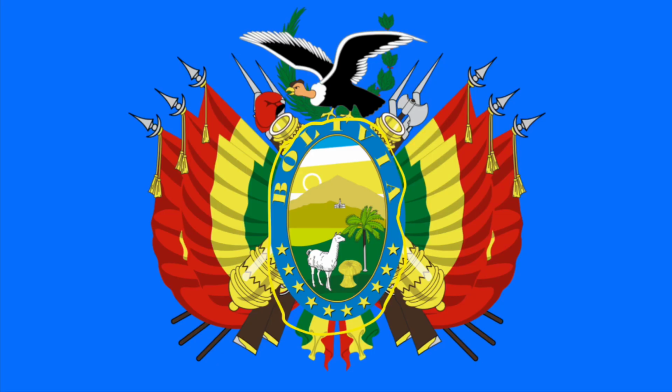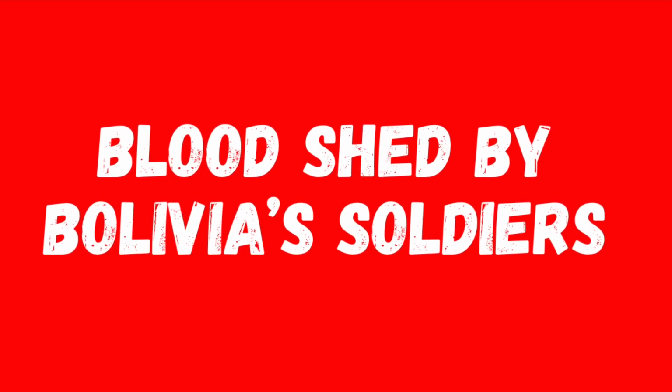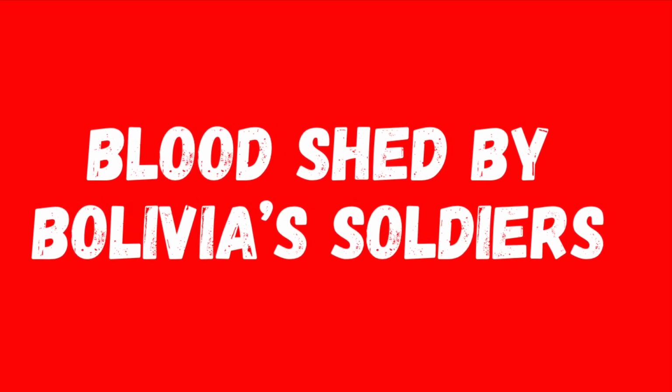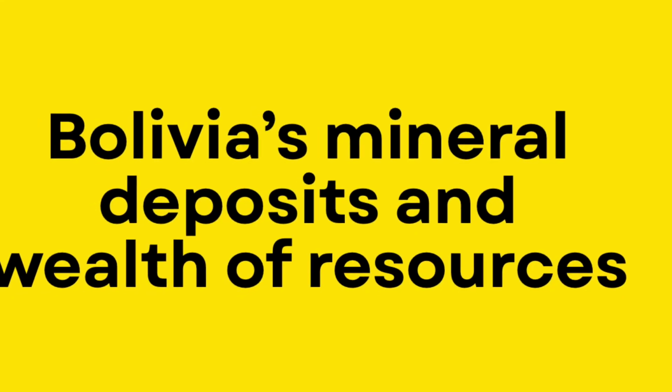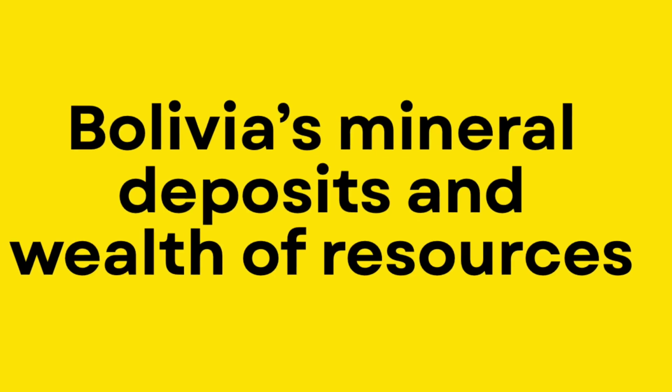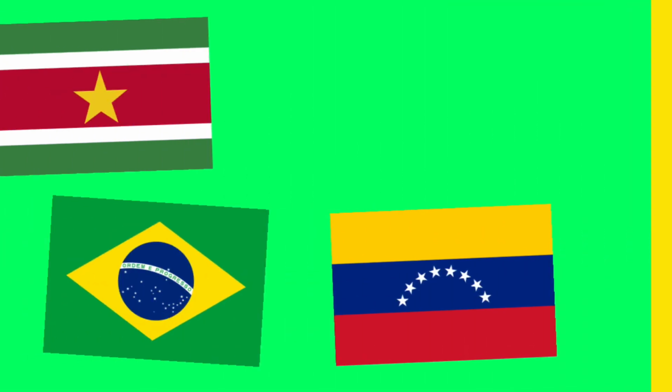Around the shield, a blue oval with a golden inner edge. In the upper half of the oval, the inscription Bolivia is in golden capital letters. In the lower half of the oval, 10 golden stars of 5 points. According to one source, the red stands for Bolivia's brave soldiers and the blood they shed, while the green symbolizes fertility of the land and hope, and yellow the nation's mineral deposits and wealth of resources.